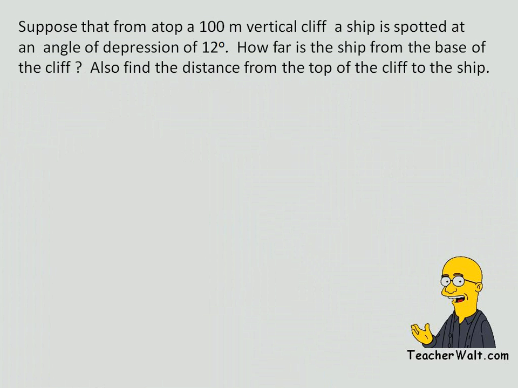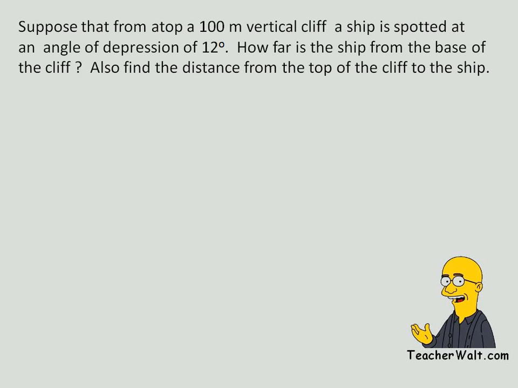Now, on to another problem. Suppose that atop a 100-meter vertical cliff, a ship is spotted at an angle of depression of 12 degrees. How far is the ship from the base of the cliff? That's the first question. Also, find the distance from the top of the cliff to the ship.